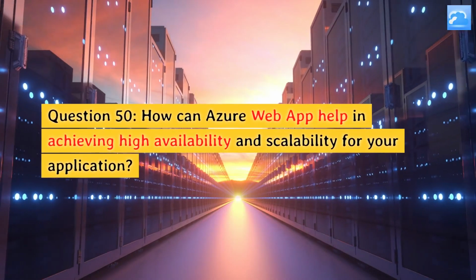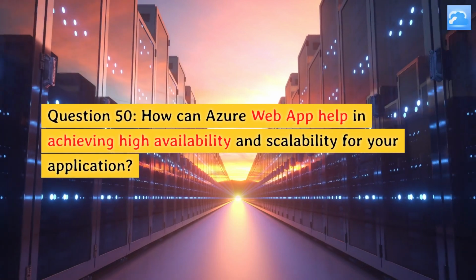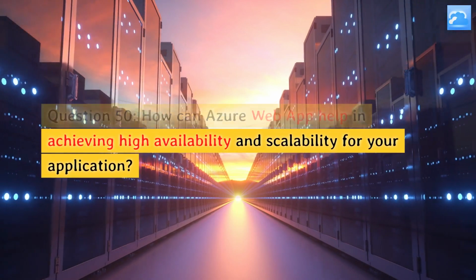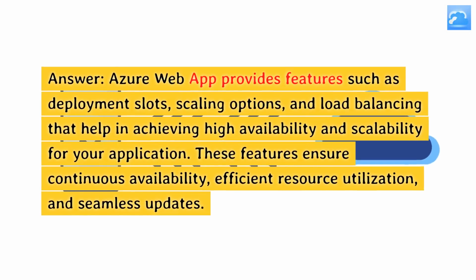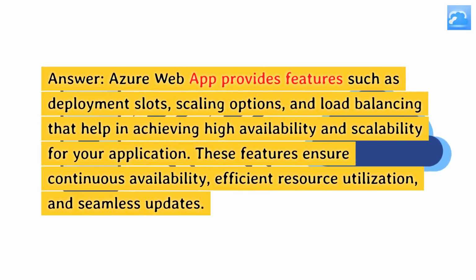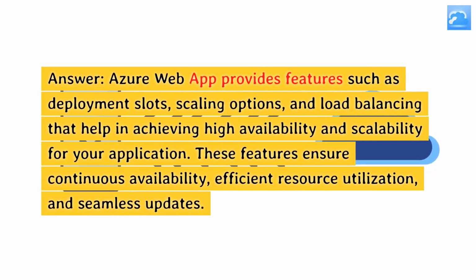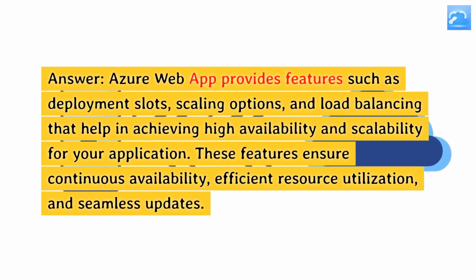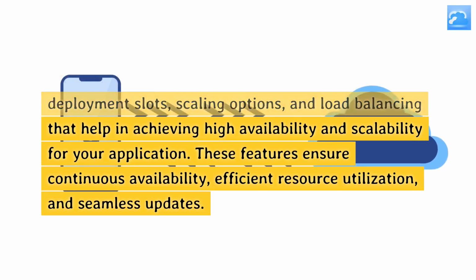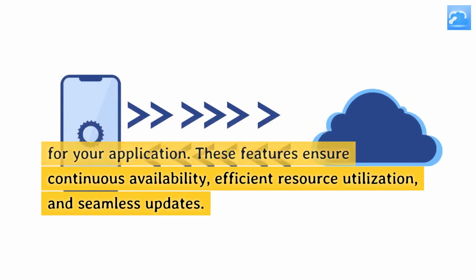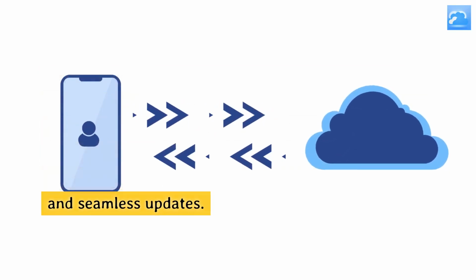Question 50. How can Azure Web App help in achieving high availability and scalability for your application? Answer. Azure Web App provides features such as deployment slots, scaling options, and load balancing that help in achieving high availability and scalability for your application. These features ensure continuous availability, efficient resource utilization, and seamless updates.